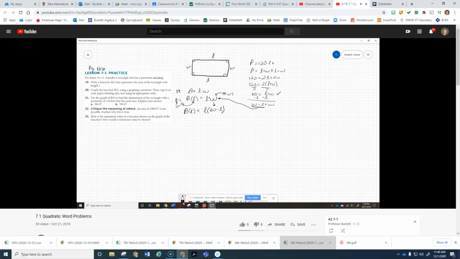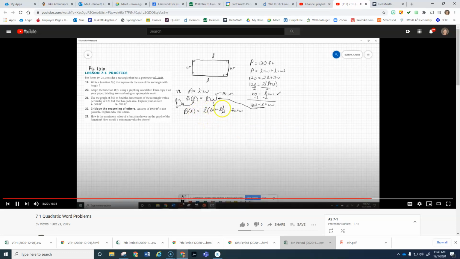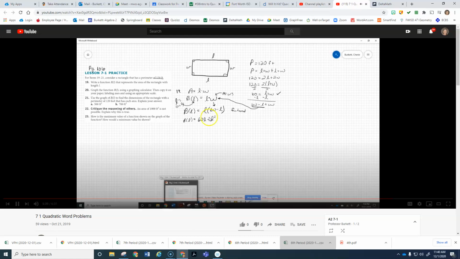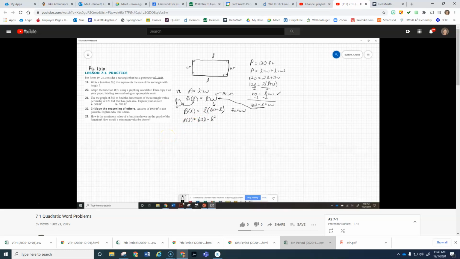This form right here is the factored form. And the reason it's the factored form is because these are the factors. These are the two things that you multiply together. And if we go ahead and multiply that together, then we will get 60L minus L times L is L squared. Okay, so this right here is the standard form.